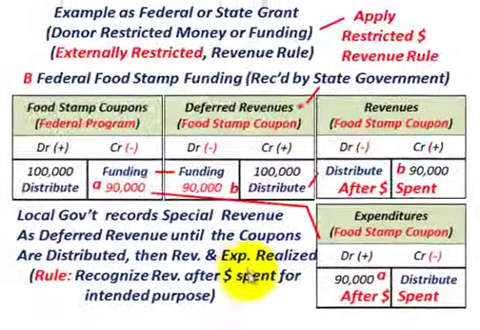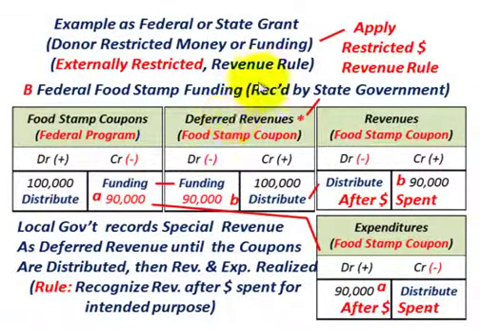Okay, so we went through three basic examples here for accounting for restricted assets, and maybe we should go up to this second one that we're talking about here. The key is, when you're talking about restrictions, they're either internally restricted or externally restricted. But we have to focus on this externally restricted. So that's where you have donor restricted money or funding. In this case, the local government body, externally restricted money, federal money administered through the state.